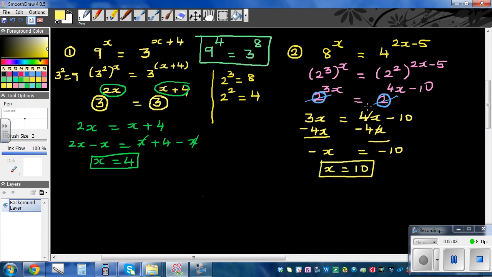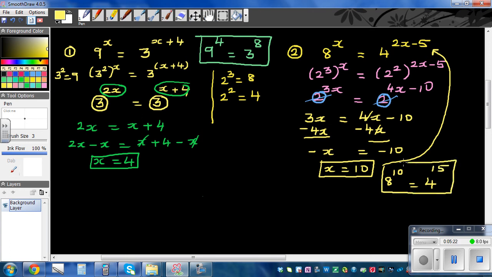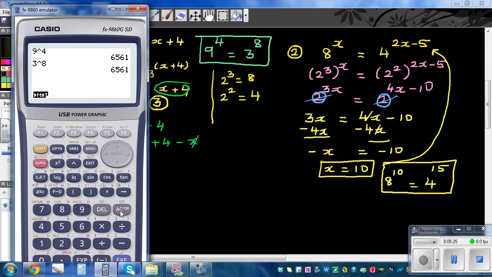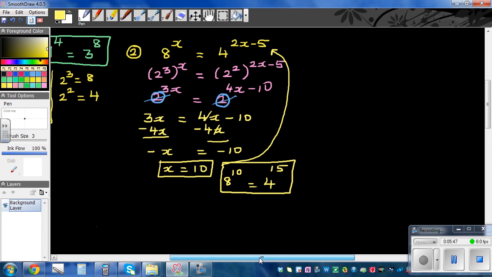Now let's substitute this in the equation. This means 8 raised to 10 is the same as 4 raised to 2 times 10, which is 20, minus 5 is 15. So 8 raised to 10 is the same as 4 raised to 15. Let's check that on my calculator. 8, we use this caret key, raised to 10 is a huge number. And then 4 raised to 15 should give you the same answer. So that's how you can confirm your answer. Okay, so let's move on to some more questions.